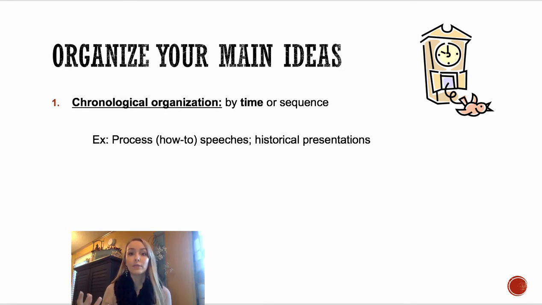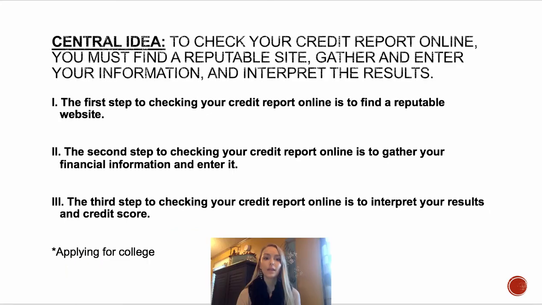So our second speech will be a process speech, a how-to speech. Chronological organization is also for historical presentations. So you might go from present times back to ancient times, or from ancient times to modern times, and you'll have that kind of option for speech 3. But again, chronological organization only for speech 2 for how-to speeches, teaching us the process of how to do something.